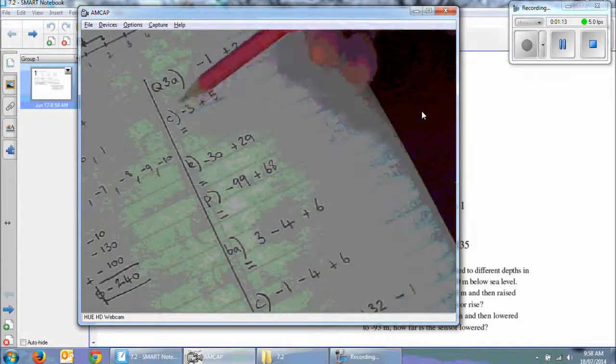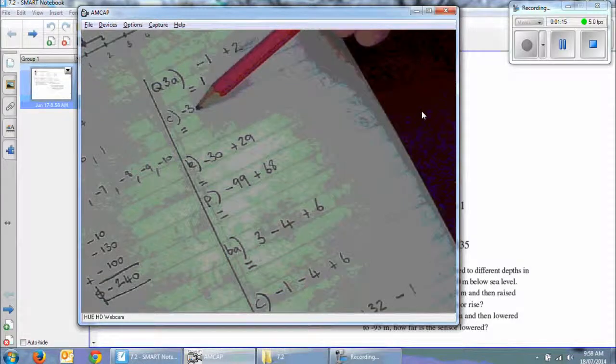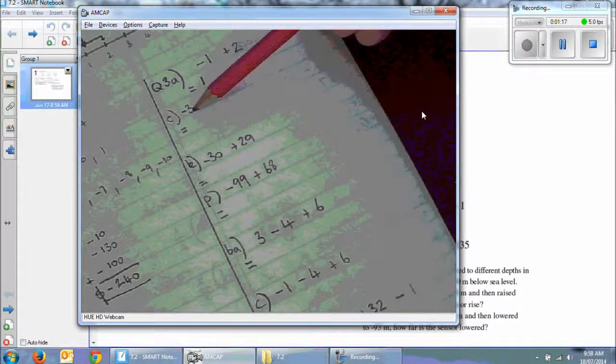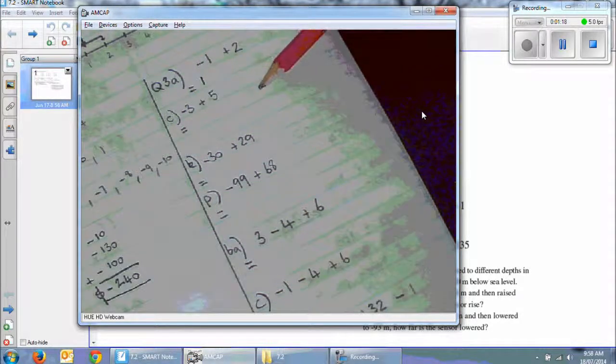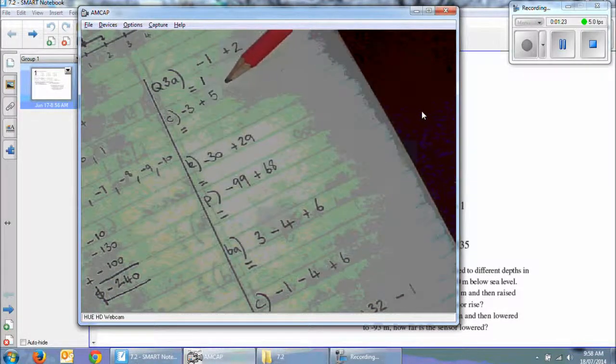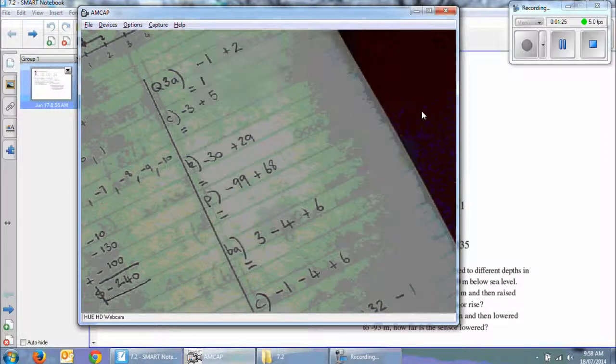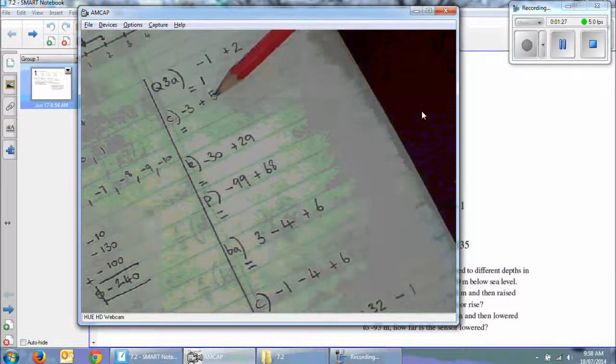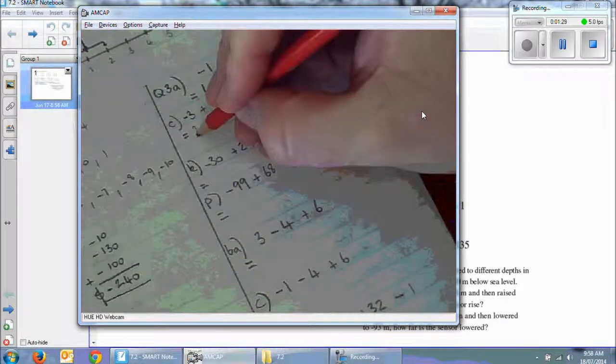Let's have a look at the second question. Here we have a bank balance of -$3, and we make a deposit of $5. So once we pay back that $3, we still have $2 left over.